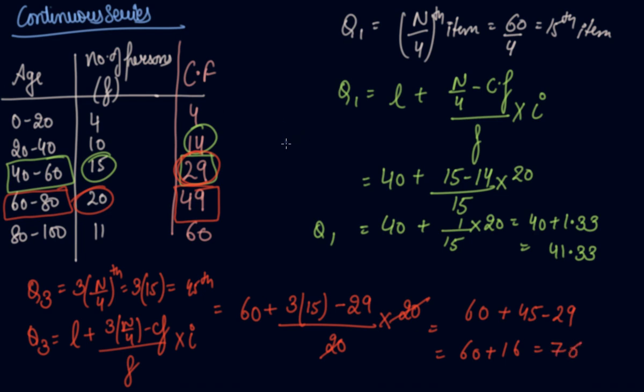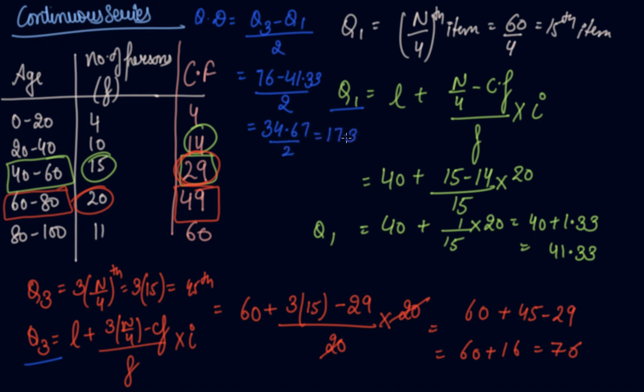So now what we've got? We've got the quartile 1 and quartile 3. So we can easily find out the quartile deviation, that is quartile 3 minus quartile 1 divided by 2, which is equal to quartile 3 is your 76 minus 41.33 divided by 2, which is equal to 34.67 divided by 2, 17.34 is your quartile deviation you have got.